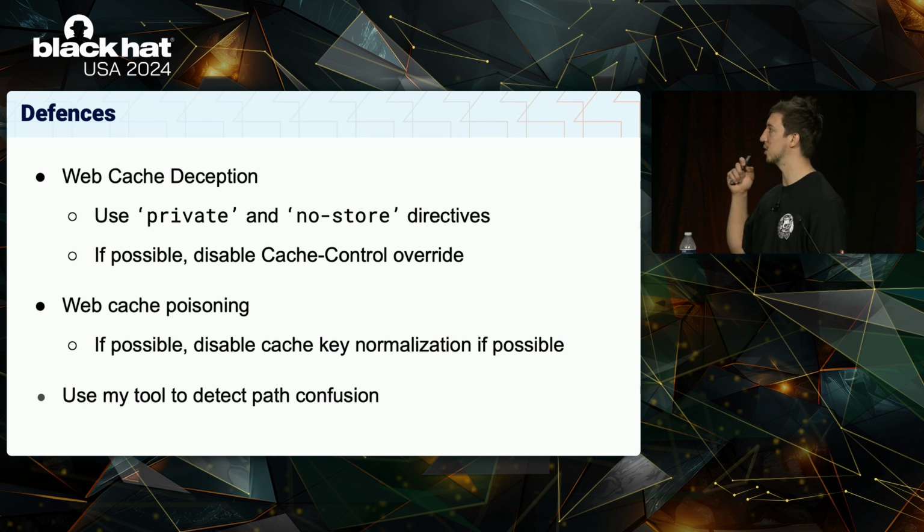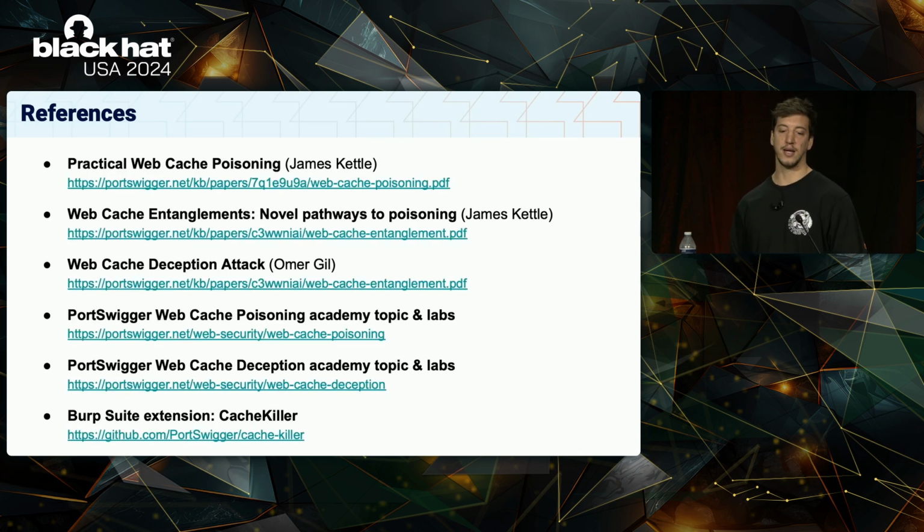And you can also use the tool I will provide in GitHub that is a Burp extension to detect if there's any path confusion that could be used for web cache poisoning or web cache deception. These are all the different links that were used to create this talk, and also at the end you can find the Burp extension link, which is a repository in GitHub.